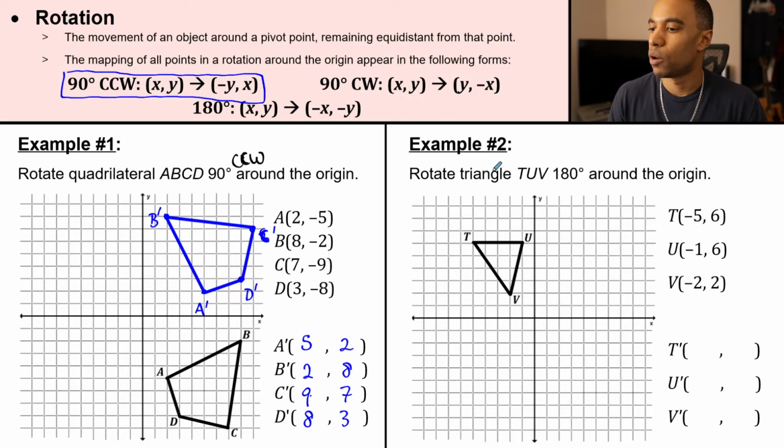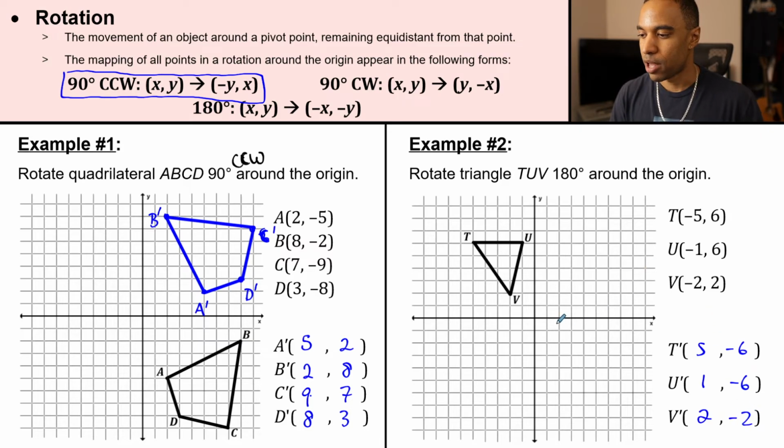All right. Rotate triangle TUV 180 degrees around the origin. Again, clockwise, counterclockwise, doesn't matter. Here, we take the x and make it the opposite sign. We take the y and make it the opposite sign. So they're going to stay in the same spot, but the signs change. Instead of negative 5, 6, I'm going to get 5, negative 6. Pretty straightforward. These are the easy ones. Negative 1, 6 becomes 1, negative 6, and negative 2, 2 becomes 2, negative 2. And that's it. Just got to plot them now.